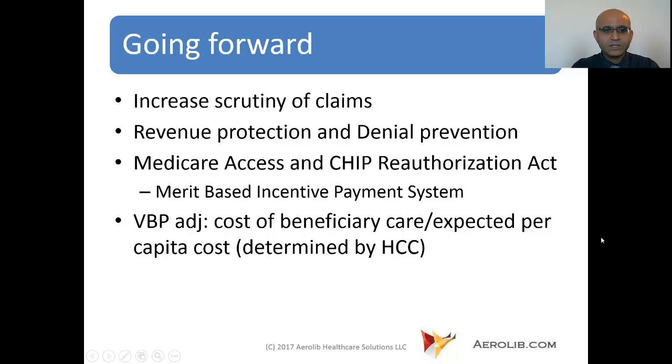Now, moving forward, there's going to be increased scrutiny of claims. And so this is essential for revenue protection and denial prevention. And when Medicare, the Medicare Access and CHIP Reauthorization Act, introduced the Merit-based Incentive Payment System, there are a number of quality metrics that need to be followed, and documentation of those metrics is very essential. The value-based purchasing adjustment, where the cost of beneficiary care is compared to the per capita cost, is dependent on what is documented in the record.